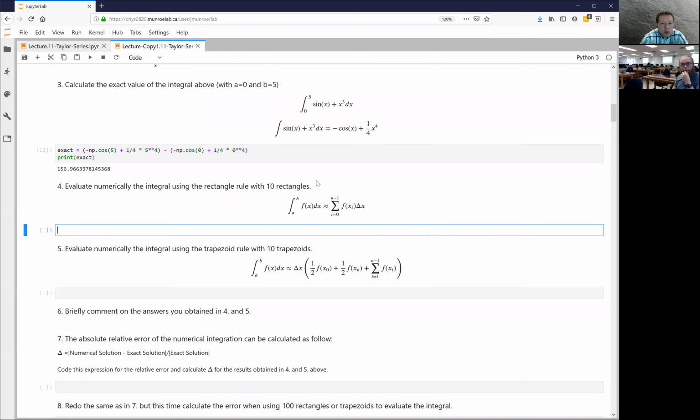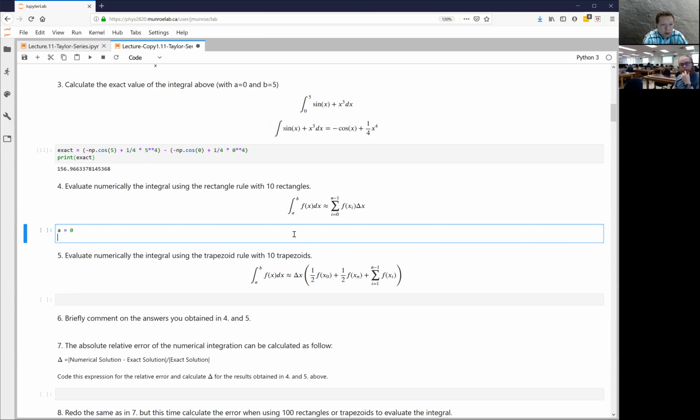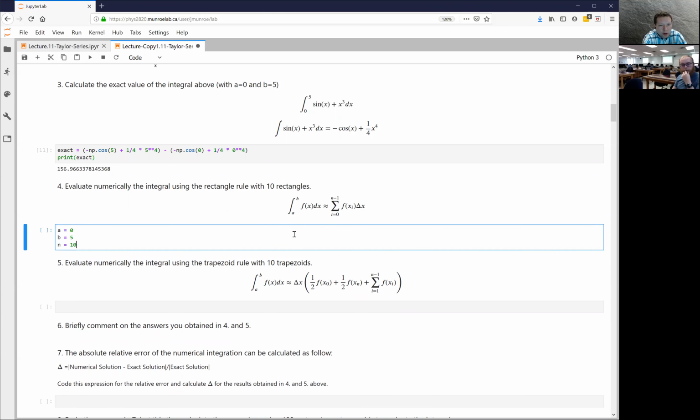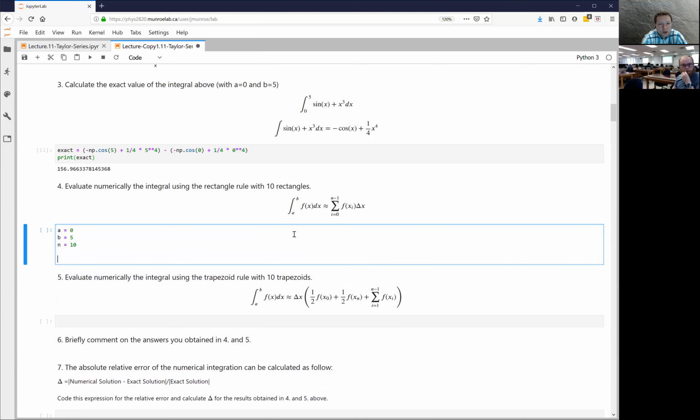We want to evaluate this algorithm. So there's a couple things, A and B. Well, the A in this problem is 0. The B in this problem is 5. And I want to do this with 10 rectangles. So we know that part of the code. If we're going to evaluate it, the idea is to take the interval from A to B and split it up into 10 pieces. So it would make sense to write something like B minus A all divided by n.